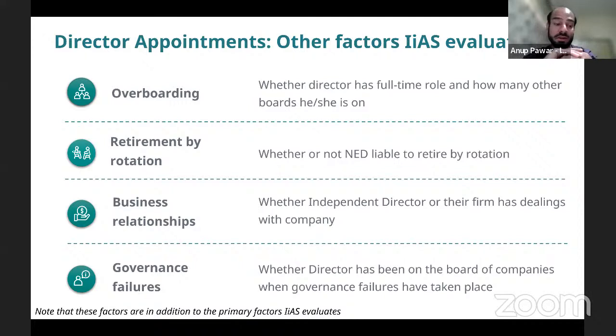We look at governance failures. Now, this is a new one. Supposing there's a director who's been on the boards of other companies, and during whose tenure there have been major issues with the company, including governance failures. We may actually look at that when contemplating their appointment on another board. It's basically their reputation or track record. So that's on director appointments. These are some of the new things we've been looking at now, because that's how investors have also moved.